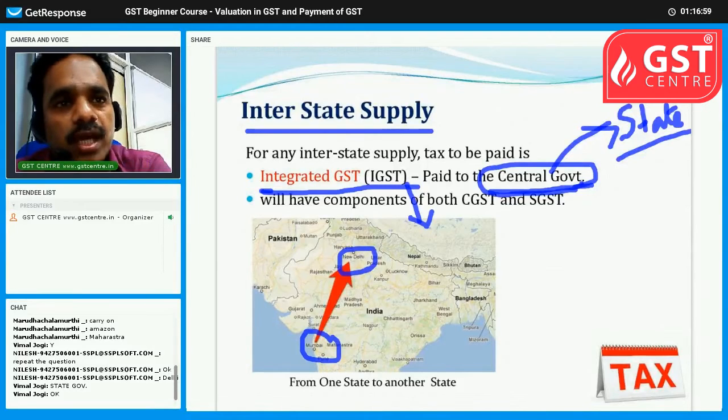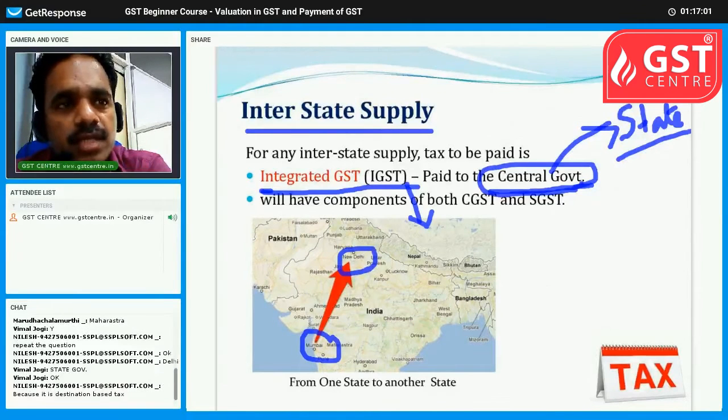Destination based tax means that where the consumer, the customer, is, that government will get the income, the share of tax. That is called destination based tax. In the present indirect tax system, the seller's government gets the tax, but in the GST scenario it is destination based tax, so the buyer's government will get the income. That is a very important change in the GST scenario, so you have to be careful on that.